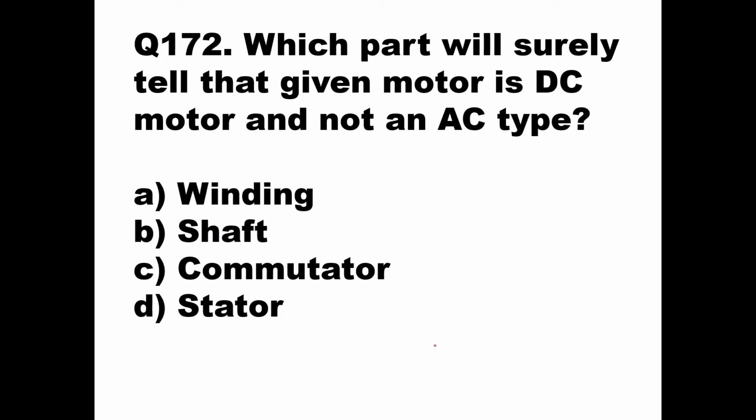Question number 172. Which part will surely tell that a given motor is a DC motor and not an AC type? Okay. So if you see the outer look of a motor, there you can see a main part of a DC motor is the commutator, which is not there in AC. So a commutator will differentiate a DC motor from an AC type.